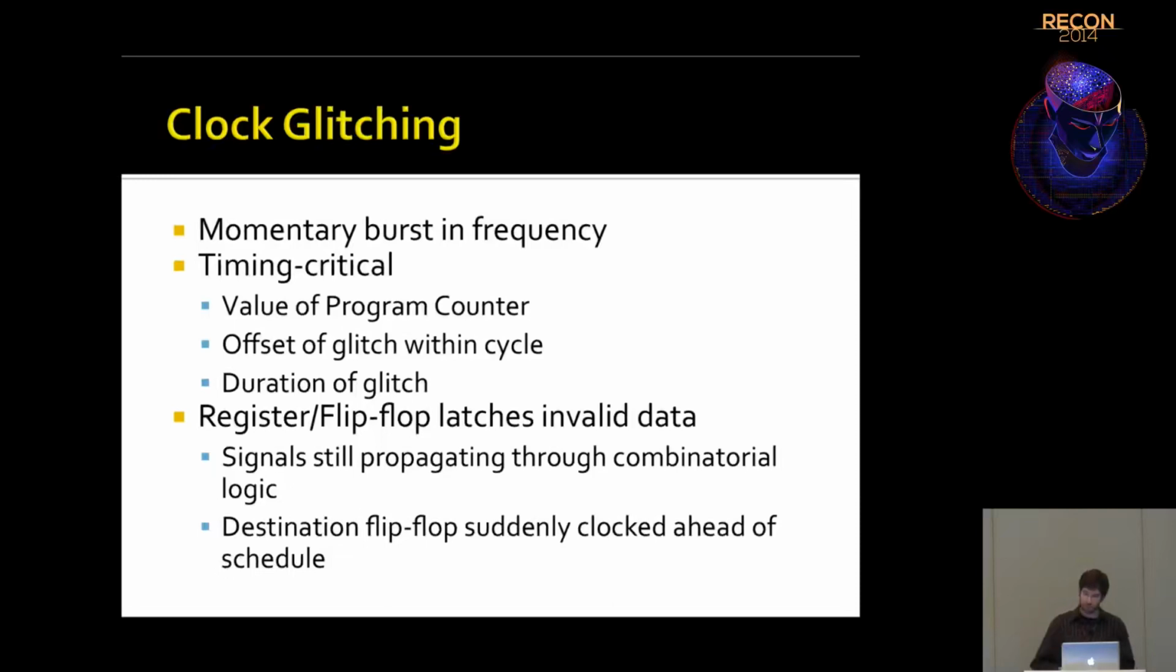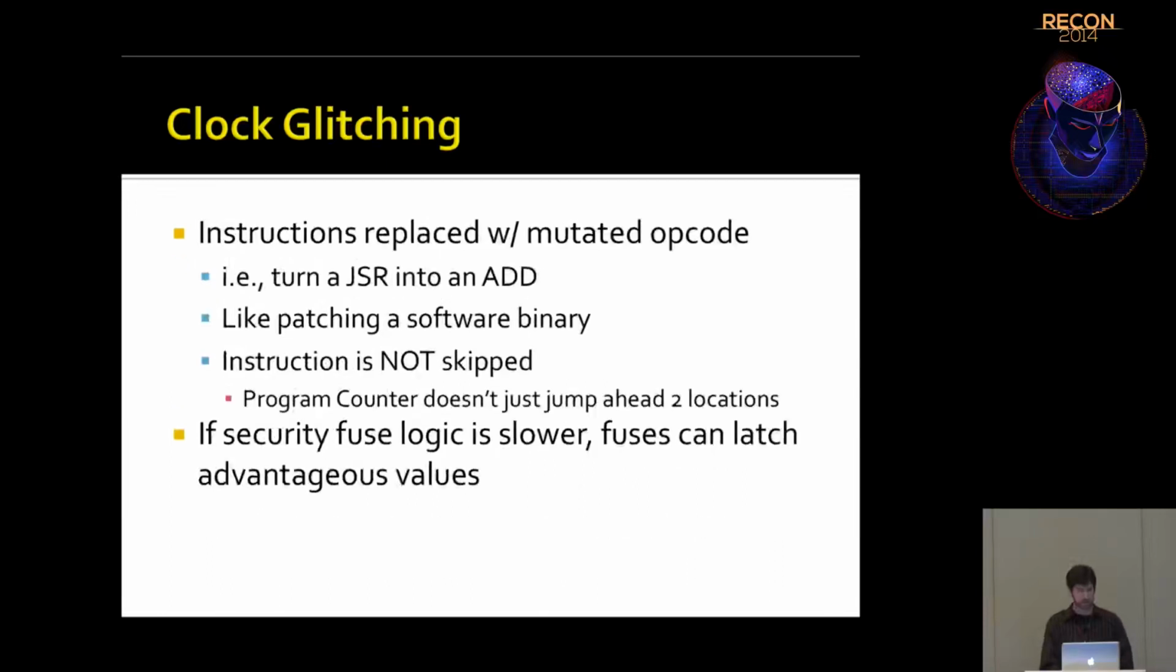When you all of a sudden clock the circuit twice as fast, or whatever multiple faster than what the device was expecting, those signals haven't traversed from one set of sequential logic to another on the other side of the device by the time you've clocked it suddenly. And basically you're able to clock in invalid data into the destination flip-flops. So instructions are replaced with mutated opcodes.